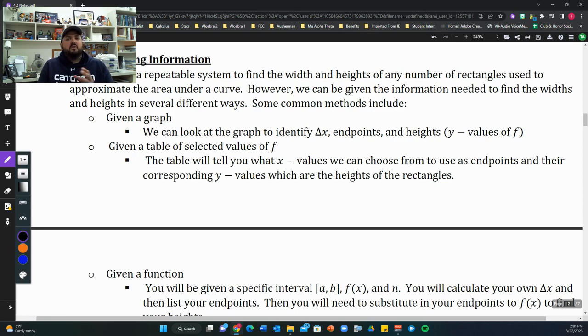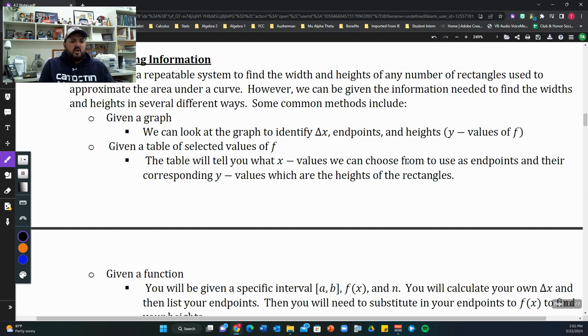So if you have to find your heights given a graph, well, once we have our list of endpoints, we just have to go to the graph and figure out at x equals 2.5, what's the height. So that one, it's really just about looking at the graph and figuring out what the y values are. Sometimes I will give you a table of selected values. So the table in that case will tell you what x values we can actually choose from to use as our endpoints and their corresponding y values.